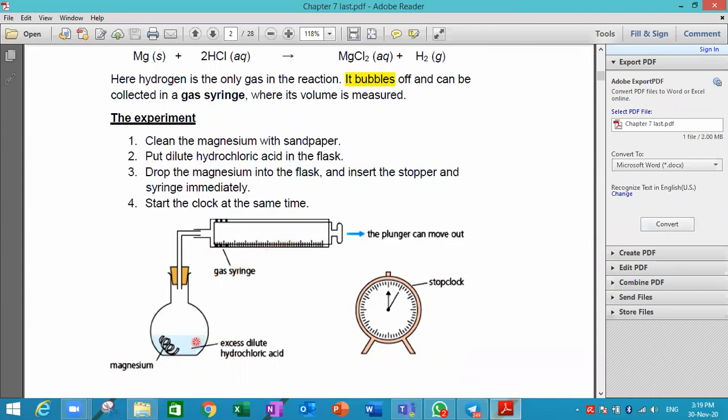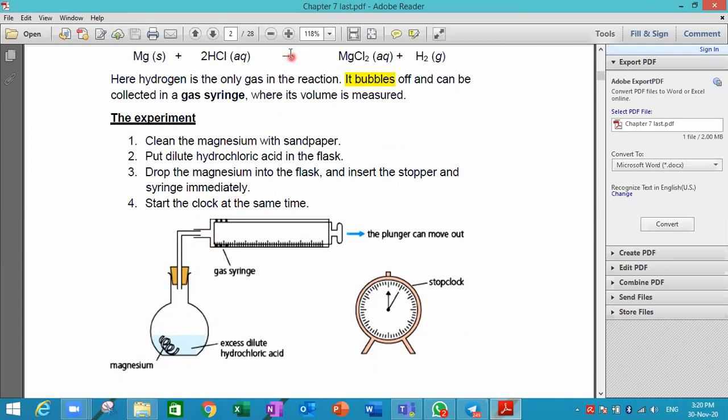Okay, so here we put the magnesium. Sometimes they ask us, how can we improve such a reaction? Because maybe as we were putting the rubber band and preparing our stop clock, some of the gas escaped from the reaction mixture.